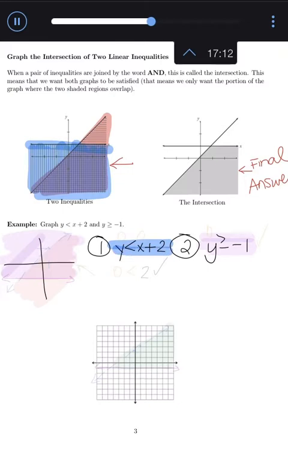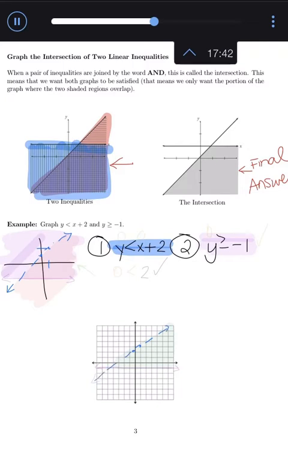So the first graph is y is less than x plus 2. Well, we have a y-intercept of 2 and a slope of 1, which means we'll go up 1 and over 1. Notice there's no equal to, so it will be a dotted line. Dotted or dashed anyways. Notice I'm going to go ahead and put that line on my final answer because the line won't change.